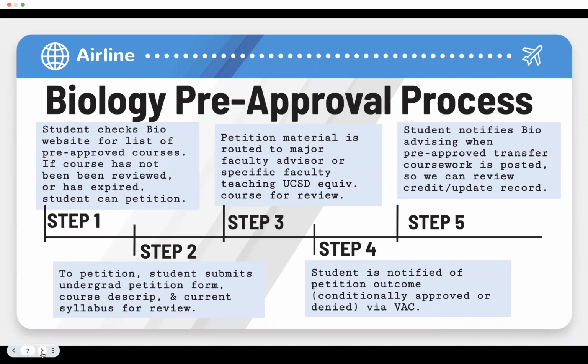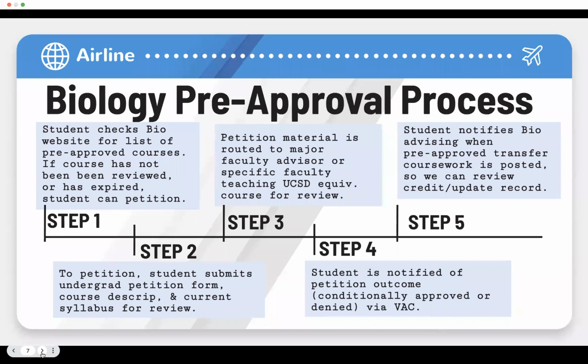Oftentimes students don't know how to access that syllabus, so we either refer them to study abroad or we recommend that they reach out to the actual school and department of the course they plan to take abroad to try to access a current syllabus for that course. They would submit the material to bio, then we would route that material to either specific faculty who teach the UCSD equivalent course for review, or a major faculty advisor, like I mentioned a couple of slides ago.